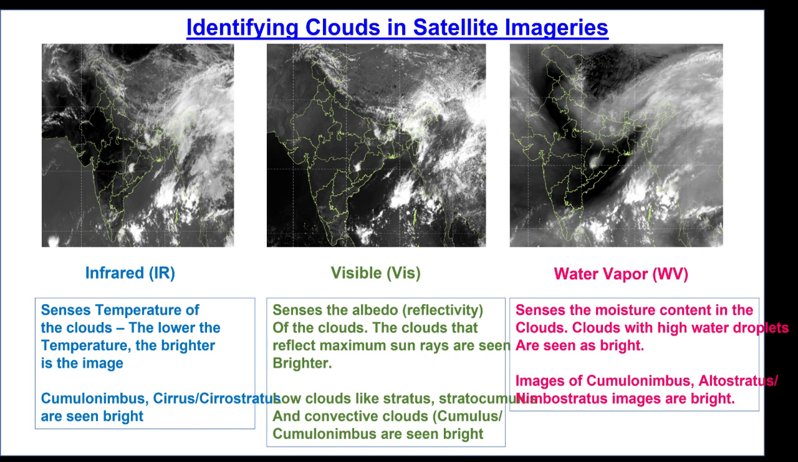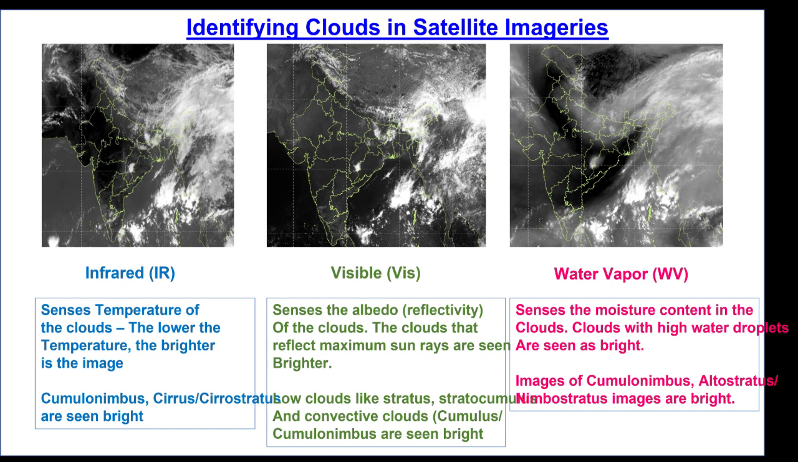In the infrared, the sensors of the satellite sense the temperature of the clouds. In the visible spectrum, it depends on the albedo of the clouds. The clouds which reflect more sunlight are seen brighter. And the water vapor sensors sense the moisture content, the water droplet content in the cloud. So let me start from the infrared.